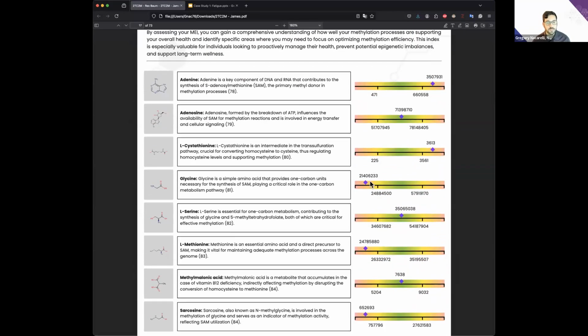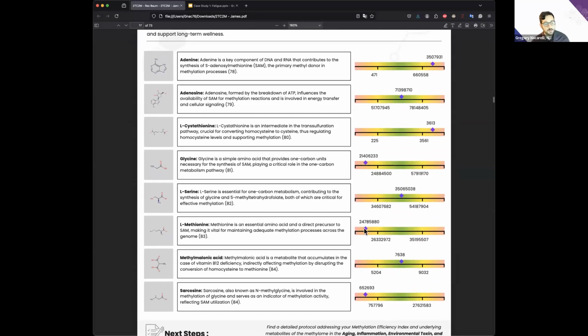So, glycine might be something to consider supplementing with this guy. His methionine is a little bit on the lower end. So there could be some impaired methylation going on here, and especially he's only scoring at 50 there. So there's definitely some room for improvement. Sarcosine and methylglycine on the lower end. So low glycine, low N-methylglycine.